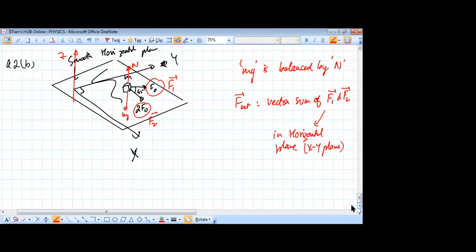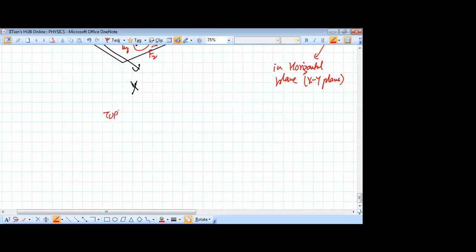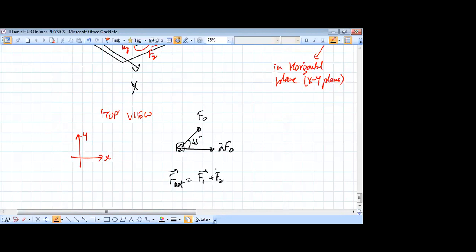Okay. So for the same thing now, if I take what we call the top view, that is, now we are looking into the horizontal plane. So now on that body, what forces are acting? There is two F naught acting like this, and there is F naught acting like this at an angle of 45 degrees. So the net force is the vector sum of this F1 plus F2. Okay, this is my F1, let's say. And this is my F2.